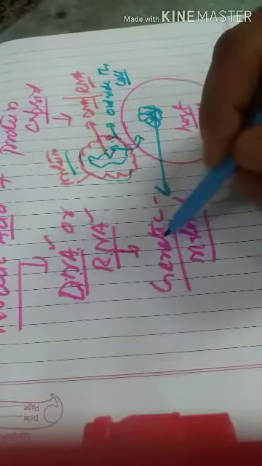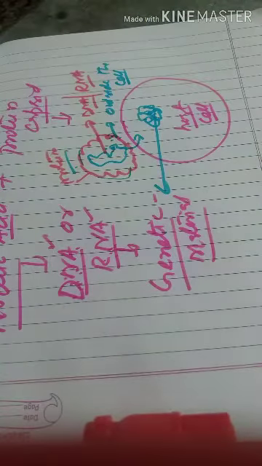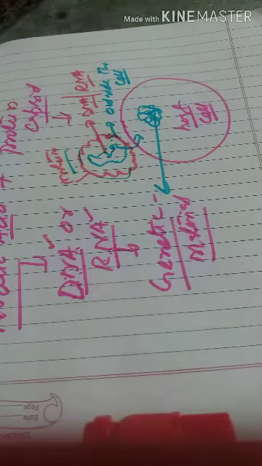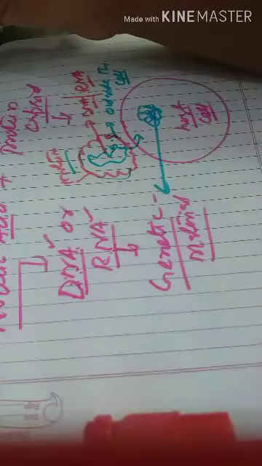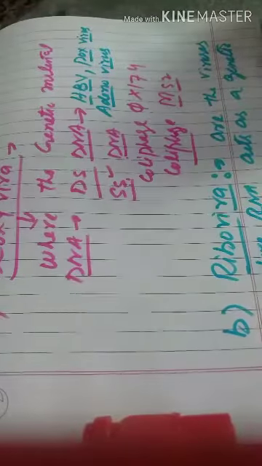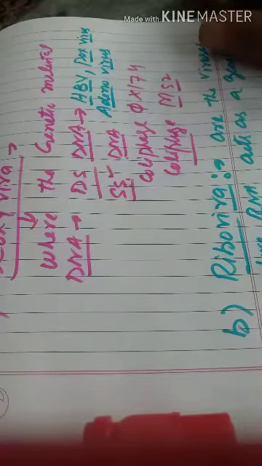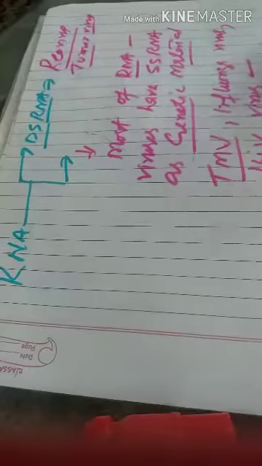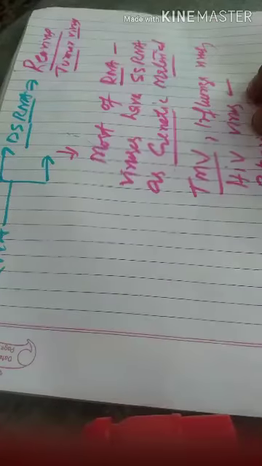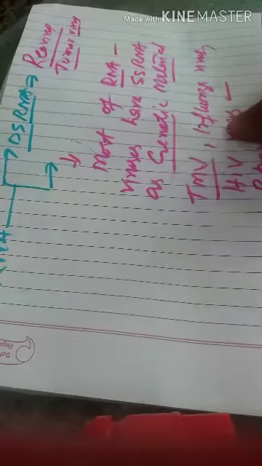And on the basis of this genetic material, we divided viruses into two groups. Number one, deoxyvira, where DNA acts as a genetic material, either double-stranded DNA or single-stranded DNA, with examples. And another group is ribovira, the viruses where RNA acts as genetic material, either double-stranded RNA or single-stranded RNA. But you will see that in most of the RNA viruses, it is the single-stranded RNA which acts as a genetic material.